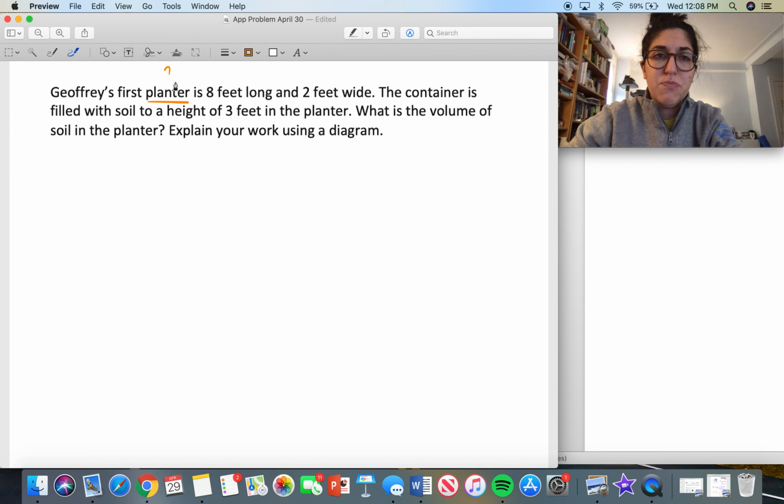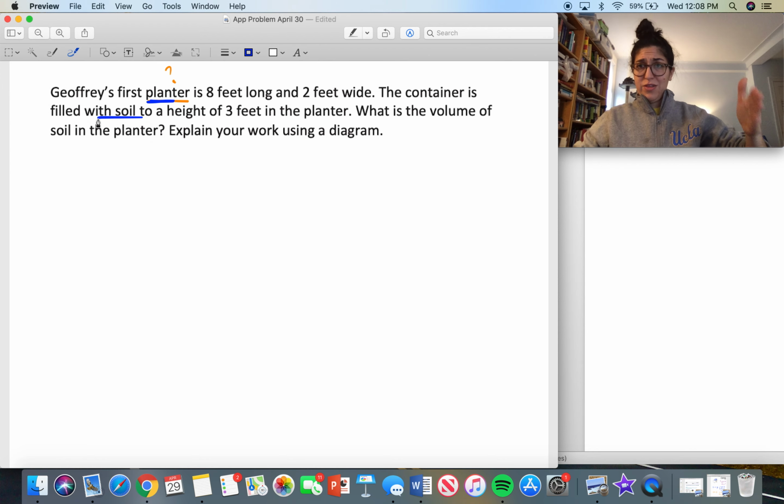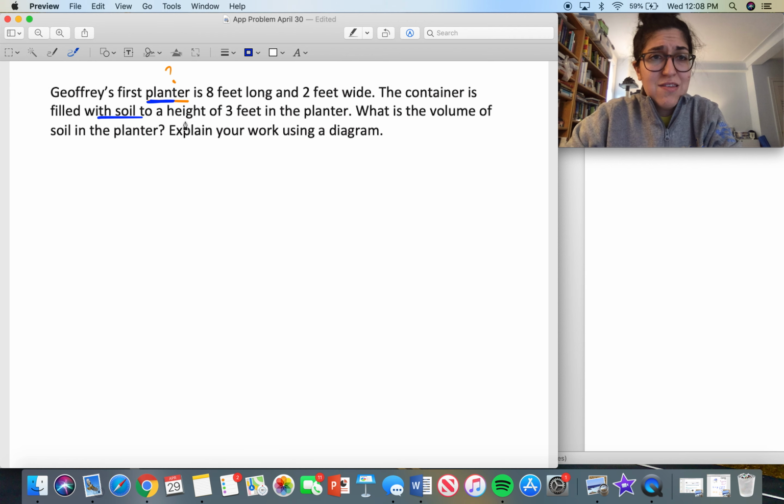Let's say I don't know what this word planter means, right? I can try to figure it out using a couple things. One is I can see that in it has the word plant, right? I know what a plant is, so I might not know what planter is, but we've got this base word that sort of gives me a hint. And then it also says that the container, meaning I think the planter, right, is filled with soil. And when I think of something being filled with soil, I think of something that I would put a plant in. So I'm starting to get this idea that a planter is probably something that I put plants in. And in fact, that's exactly what it is, right?